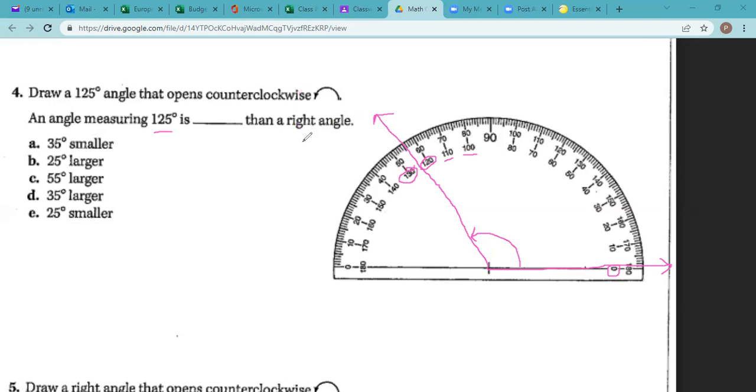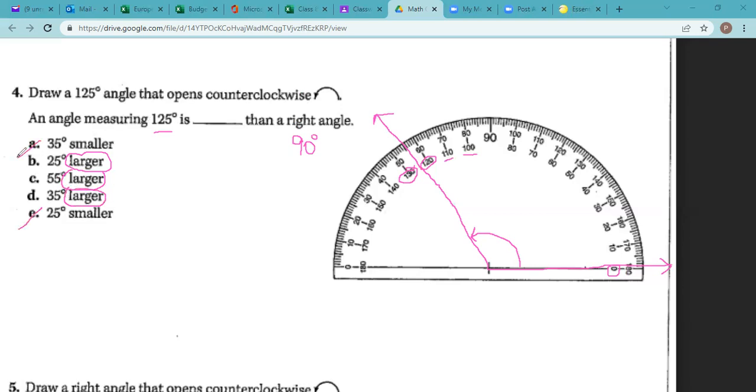Well, a right angle is 90 degrees. So first off, which one is bigger, 125 or 90? Well, of course, 125 is bigger. So you would say an angle measuring 125 degrees is bigger than a right angle. So all of these are larger. All of the answers that say larger are prospective correct answers. The other ones, A and E, are now out.